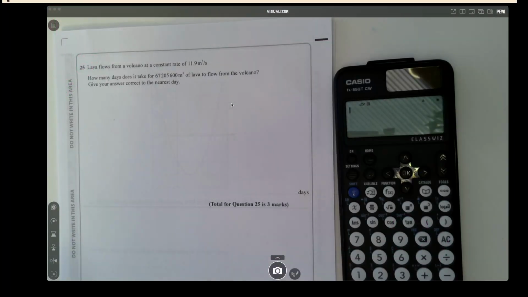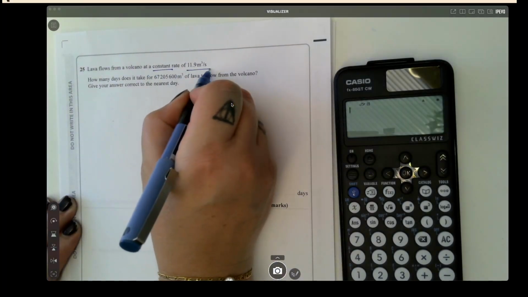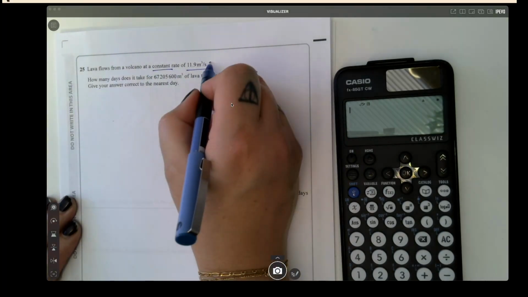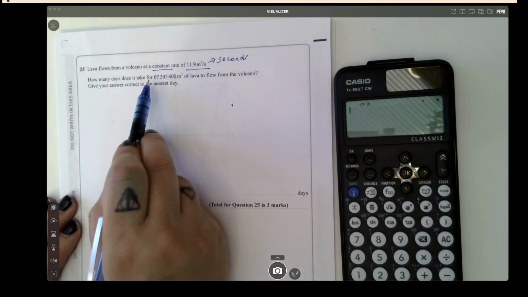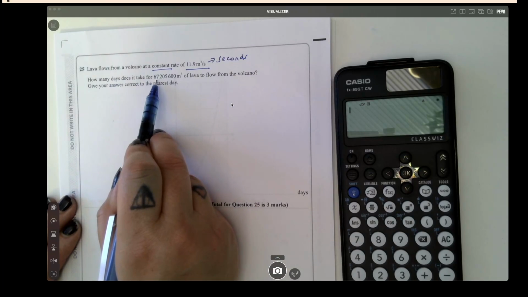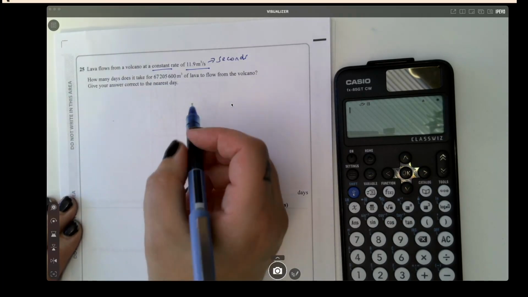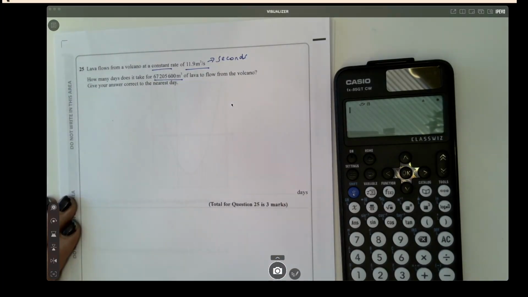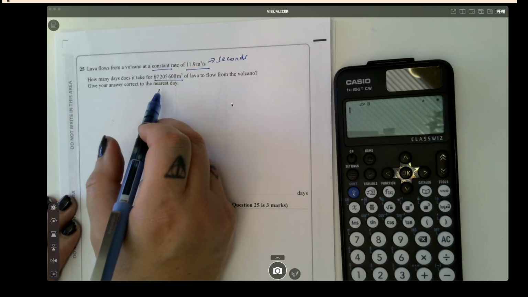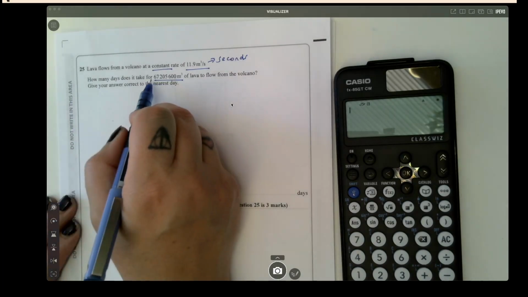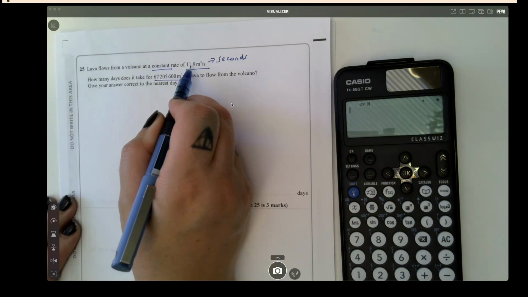Question 25. Lava flows from a volcano at a constant rate of 11.9 meters cubed per second. So that's in seconds. How many days does it take for 67,205,600 meters cubed of lava to flow from the volcano? Give your answer correct to the nearest day. Okay, so first things first, we're going to divide this amount of lava by the rate at which it's flowing out.